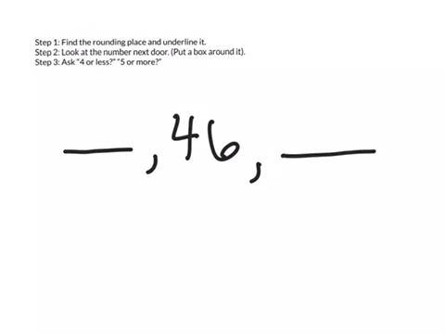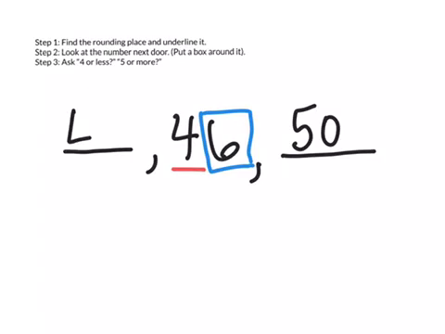Now, this is kind of what it looked like on your homework sheet the other day. It had a number in the middle, and it wanted you to put the 2 tens that 46 would be between. So you can follow the same steps, find the rounding place, and underline it. Look next door, put a box around that next number. Alright, well, if I went up from 46, the next 10 would be 50. And if I did not round up, I would stay in the 10 that I'm in, and you would have 40.